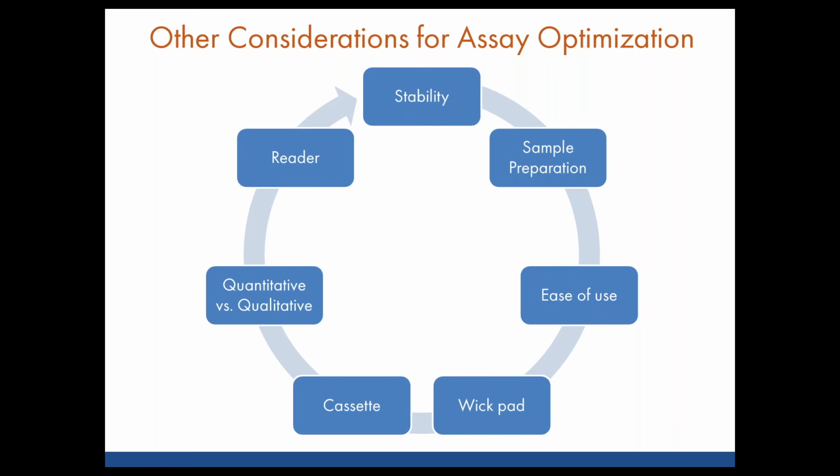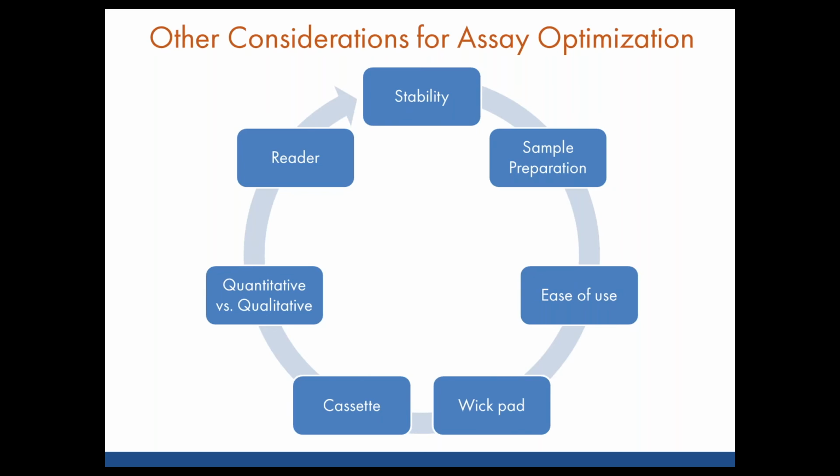So those were the 7 optimizations we had time to cover in this webinar. I'll now briefly touch on some other considerations to keep in mind. Lateral flow tests should have a shelf life of 12 to 24 months when stored at ambient temperature and humidity. Sample preparation and ease of use are critical. Many lateral flow tests will be run by people with limited training, so it's important that the assay and protocol be as robust as possible.